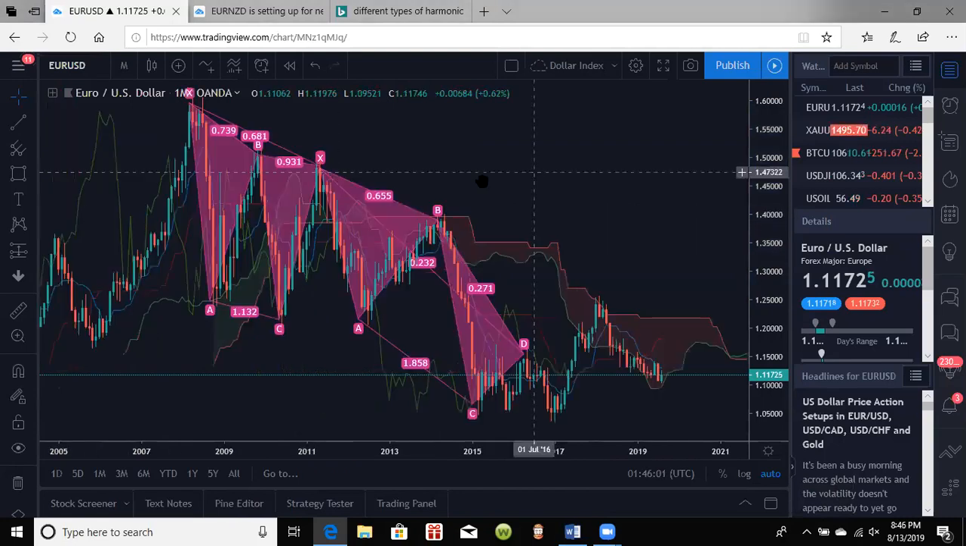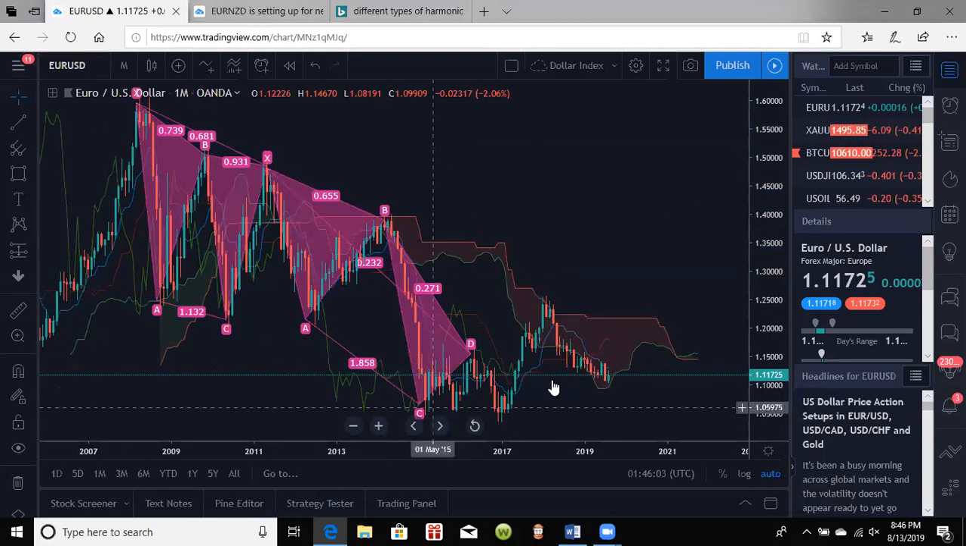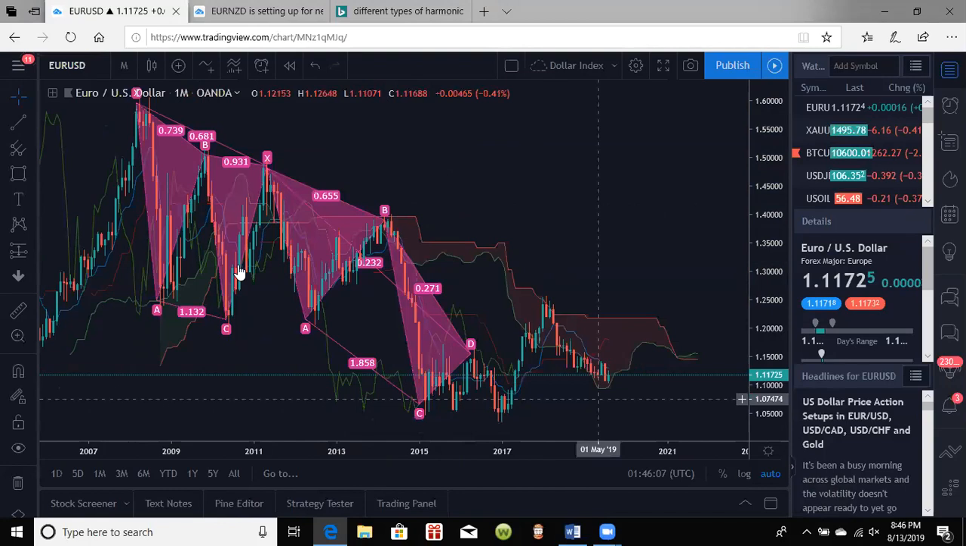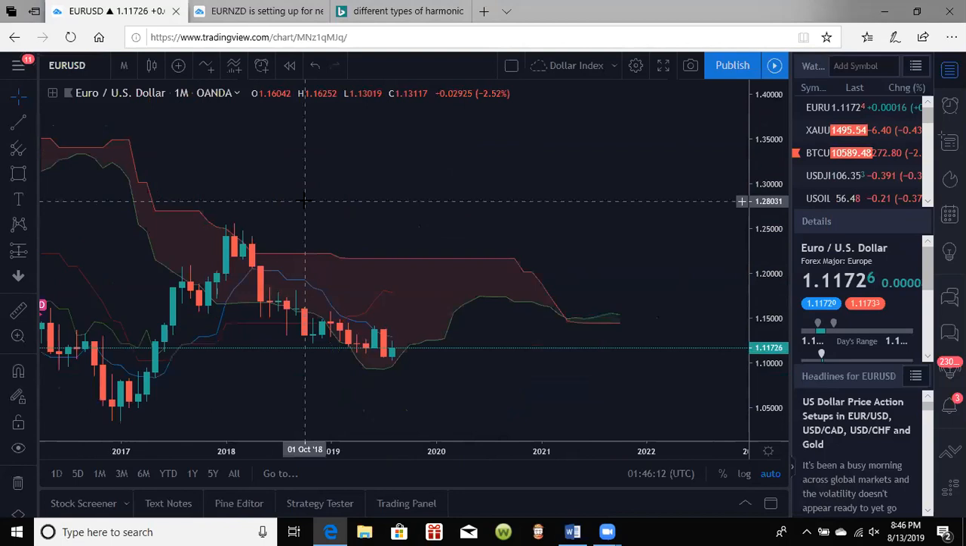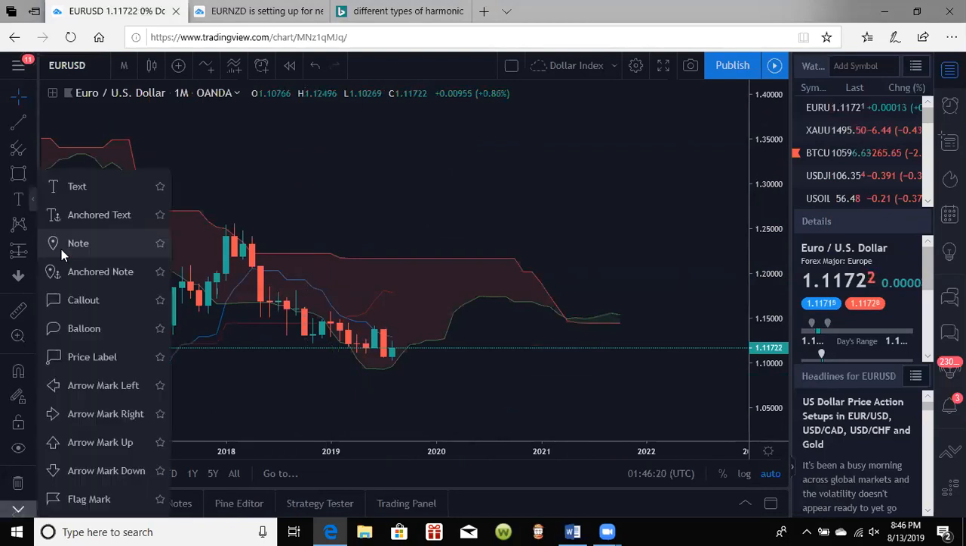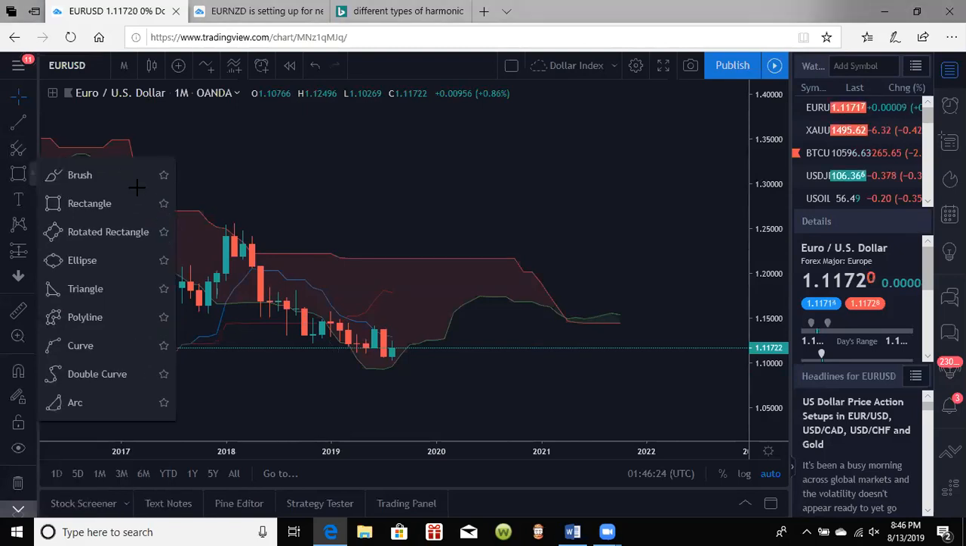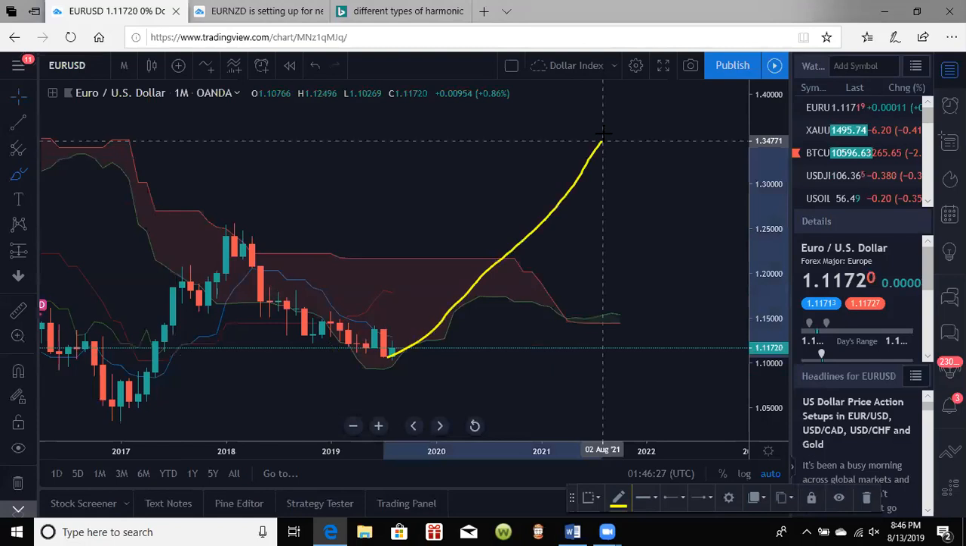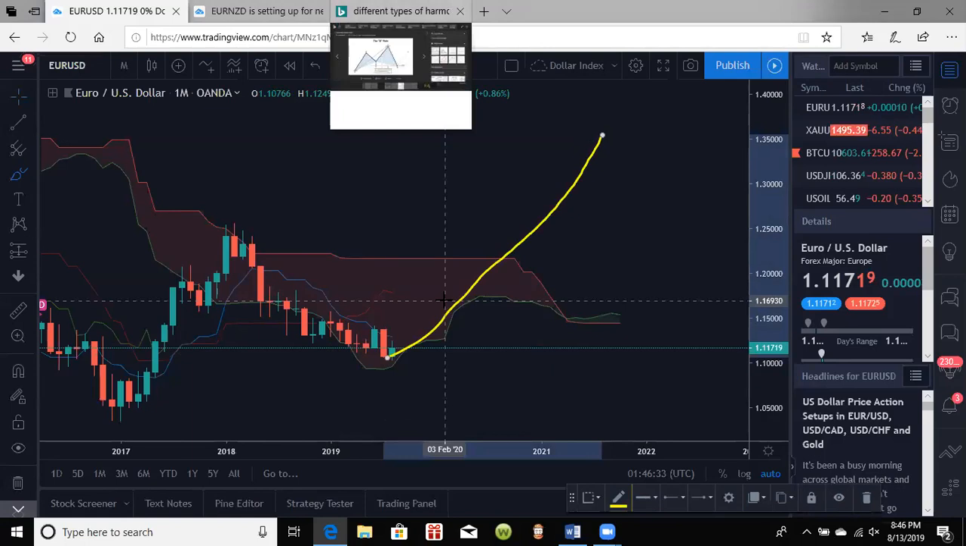That's why I like using the cloud, right? And then if you can see it, X, A, B, C, E. So Euro USD monthly, the red is above the blue, right? So what it can continue to do is, let's see, it could go possibly like this, straight through the cloud. Yeah. So that's what I like about these patterns, right?